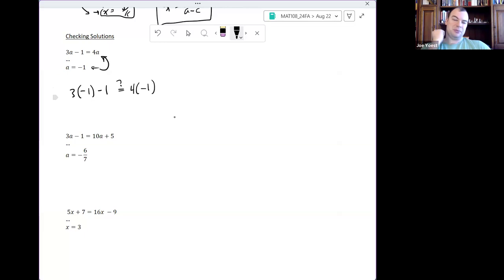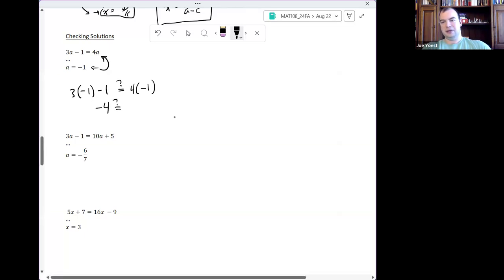On the left side, I have 3 times -1 is -3 minus 1 is -4. Is that equal to 4 times -1 is -4? Yeah, that looks good. I came up with a solution of A equals -1, and I verified that that is a solution.